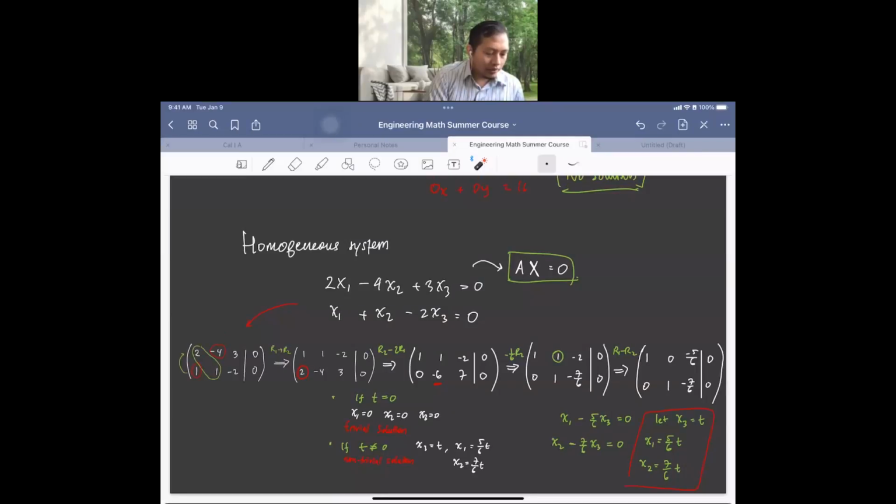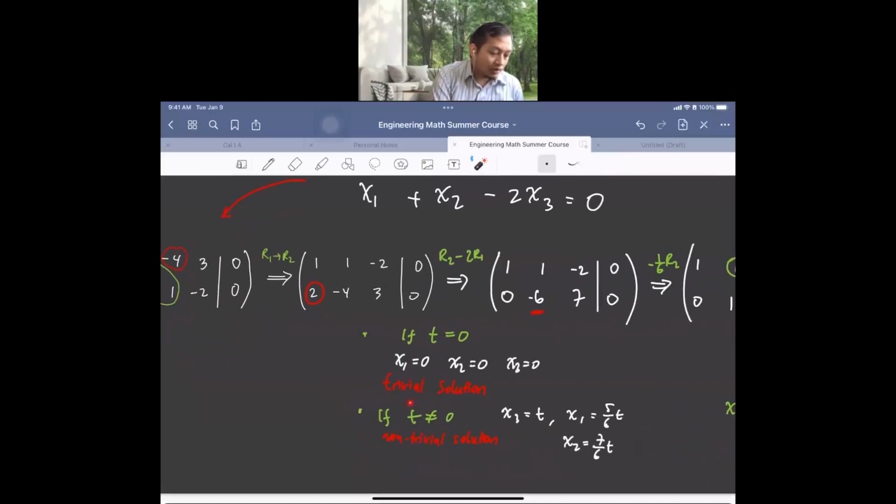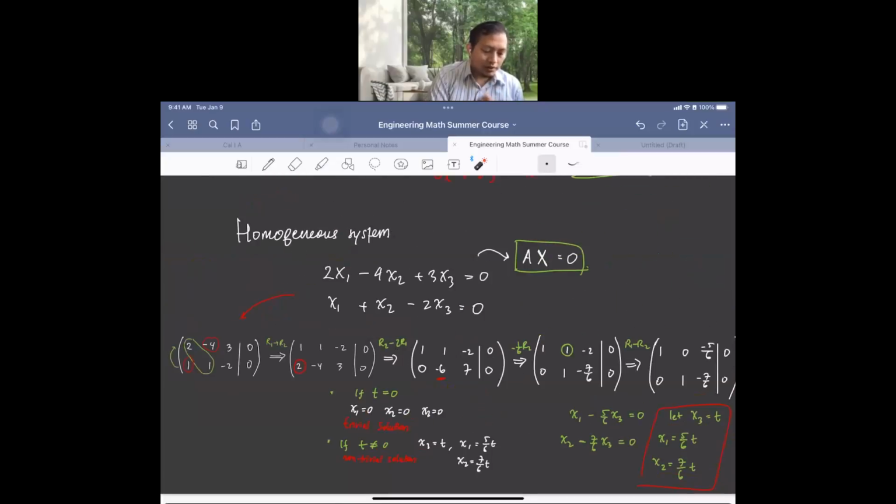And there are other things that can happen, if we have a homogeneous system. So we don't have any constants on the right side. That means we are going to have two categories: the trivial solutions and non-trivial solutions. Usually this also happens.